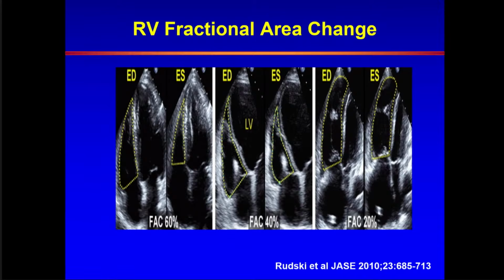The lower limit of normal is 35%. Less than that is abnormally reduced. You can see here examples of a really well functioning RV, one that is, you can say, at the lower limit of normal at 40%, and one that is clearly depressed. The challenges with it are the following. Do I show the true size of the RV or do I not show it? If the right ventricle is foreshortened, there are problems.